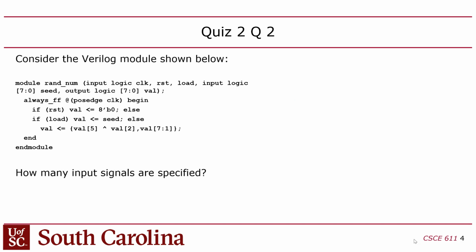Okay, question 2 was, consider the Verilog module below. How many input signals are specified? This one's really easy. It's just a matter of counting them. And so the input signals here are clock, reset, load, and seed. But the last one listed is an output.